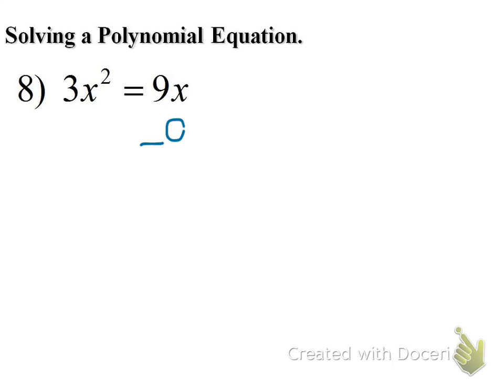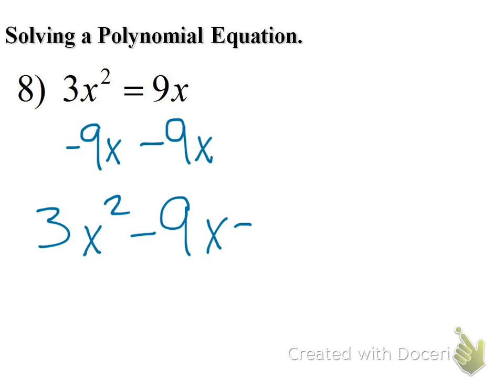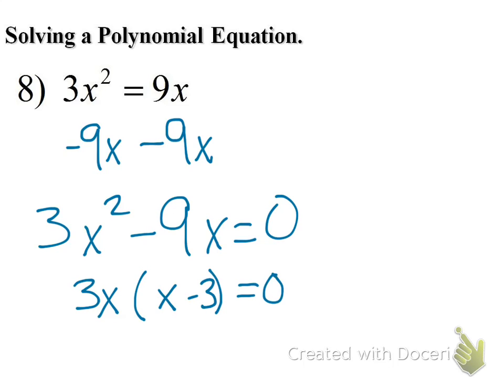Remember, you want to get everything to one side. So 3x squared minus 9x equals 0. Then we want to factor. Can we factor this? Yes. What do I pull out? 3x. 3x, good. That leaves me with x minus 3 equals 0.